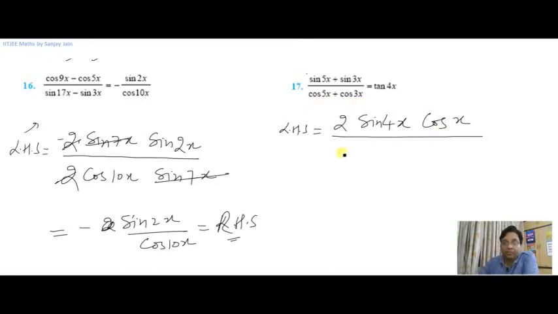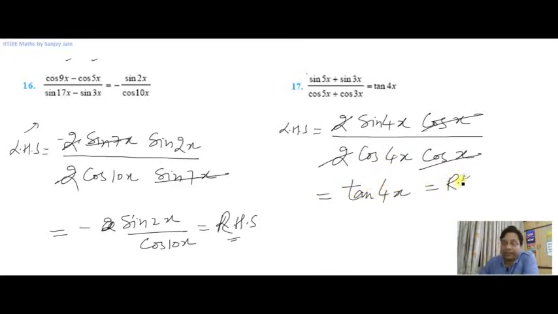And this is cos C plus cos D, which is 2 cos C plus D by 2, that is 4x, and cos C minus D by 2, that is x. Right? And this cos x is cancelled with this cos x, 2 will be cancelled with 2. Sin 4x by cos 4x will give me tan 4x, which is my right hand side.